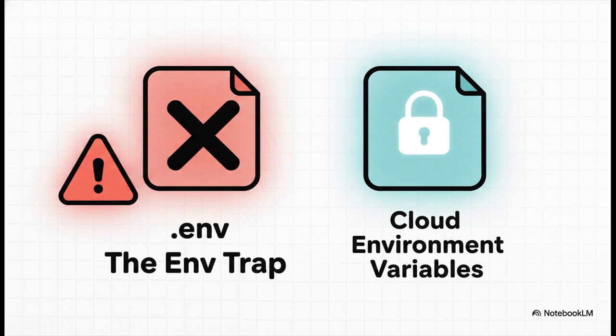The .env trap. See, when you run a local routine, Claude can easily grab API keys from your machine's hidden .env files. But remote routines, they cannot do that. If you try to push a .env file to GitHub or just expect the cloud environment to somehow know your local secrets, it will fail. You have to explicitly paste your API keys directly into the dedicated Cloud Environment Variables UI panel.